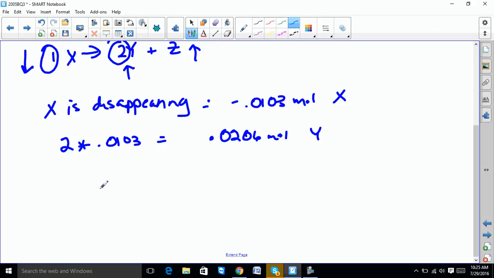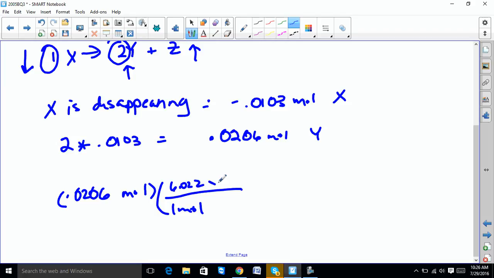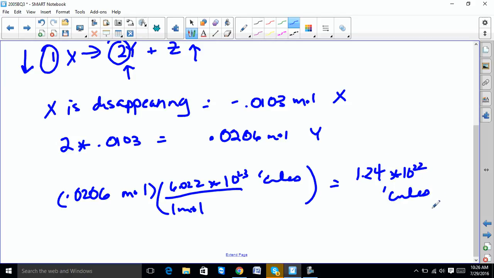But we're still not done because it asked about molecules. And so the most important concept in all of chemistry is the mole. You have this many moles. Well, we happen to know that 1 mole of anything is 6.022 times 10 to the 23rd particles. And when I do that on my calculator, I get, rounded to 3 sig figs because this has 3, 1.24 times 10 to the 22nd molecules of Y. And so this is like a mole ratio.